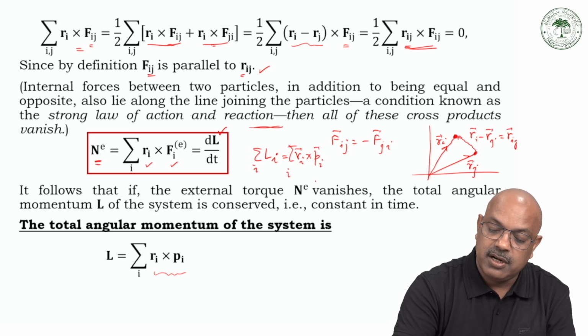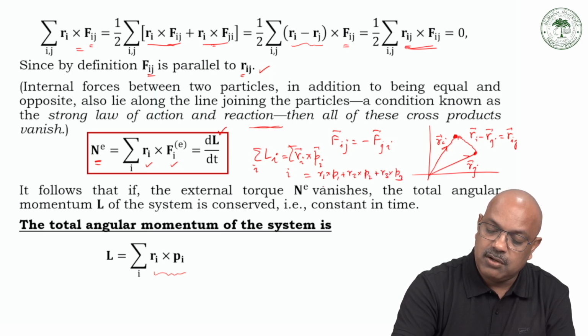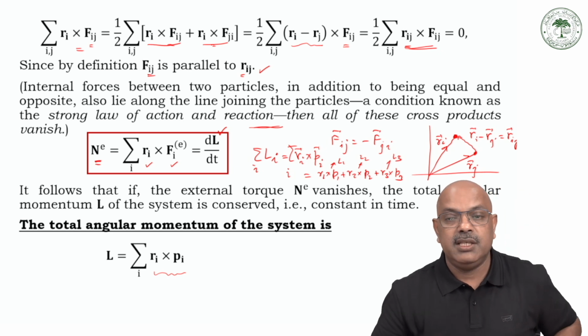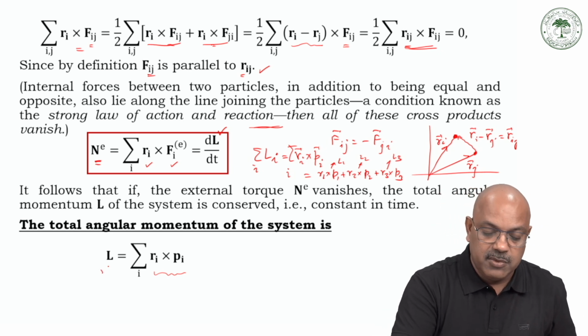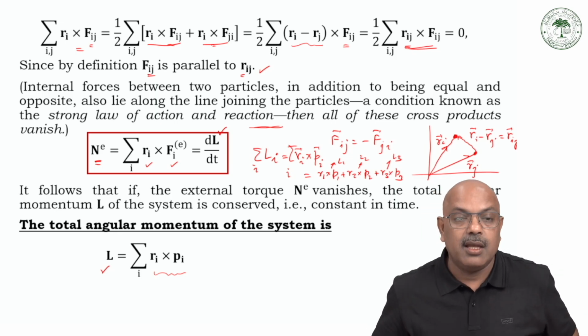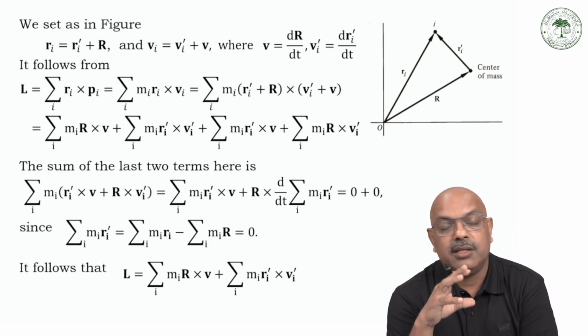Summing over these gives R1 cross P1 plus R2 cross P2 plus R3 cross P3, and so on. This gives me L1, this gives me L2, and this gives me L3, and then vector summing all these L1, L2, L3 gives me the total angular momentum of the system of particles. Okay. Now, this is one important thing when the system is rotating.